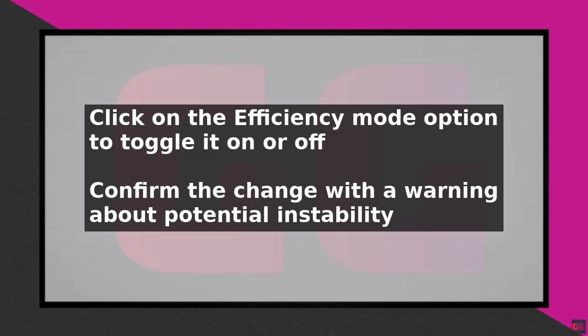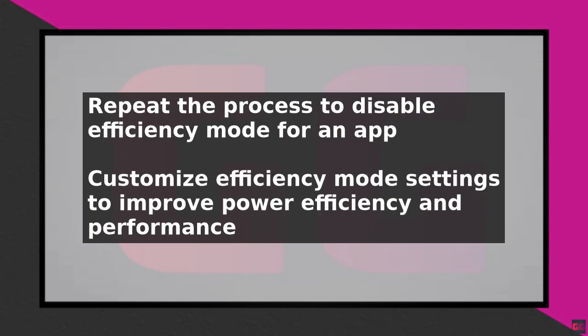You will be prompted to confirm your choice, with a warning that disabling efficiency mode may cause instability for certain processes. After confirming, the change will take effect. To disable efficiency mode, simply repeat the process and click on the efficiency mode option again. This process allows you to customize efficiency mode settings for apps in Windows 11, which can help improve power efficiency but may affect performance.